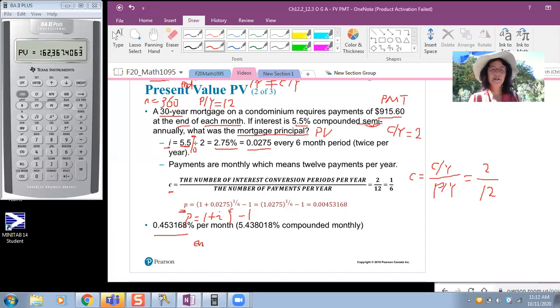Make sure the calculator is at end mode, and then set PY equal to 12 and CY equal to 2. Okay, set up your calculator. After that, you enter N. N is 360, and PMT is a negative number.